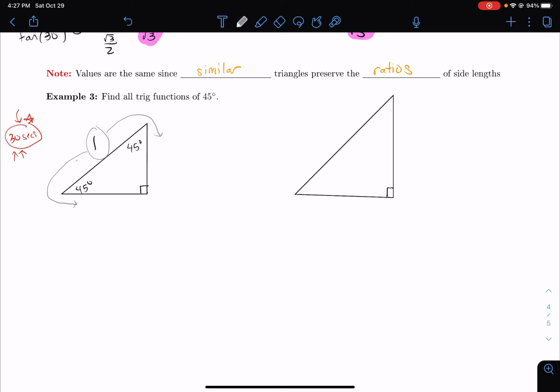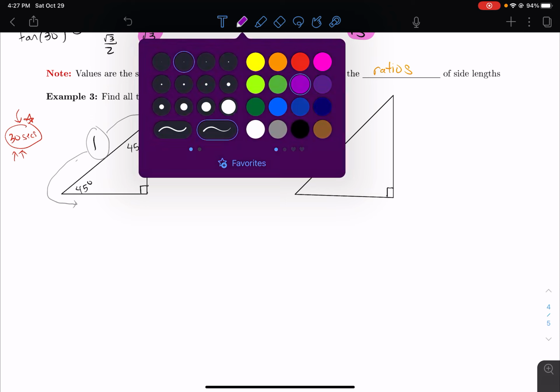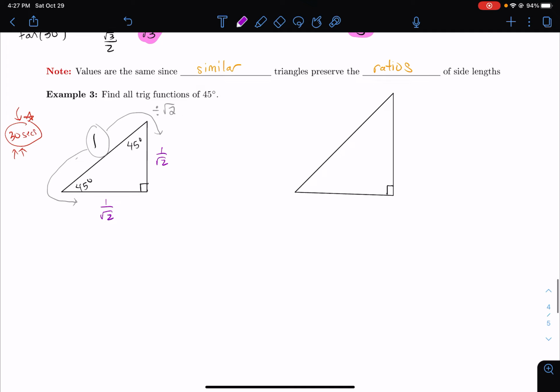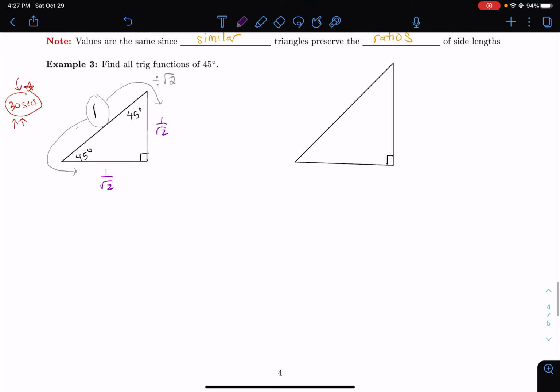And what we saw back in that section 6.1 is, well, the hypotenuse, you divide it by root 2. Okay, and if I do that, I'll get 1 over root 2 here, 1 over root 2. This is also 1 over root 2. Okay, so those are going to be the side lengths in this 45, 45, 90 triangle. All right, so now, well, it wants all the trig functions.